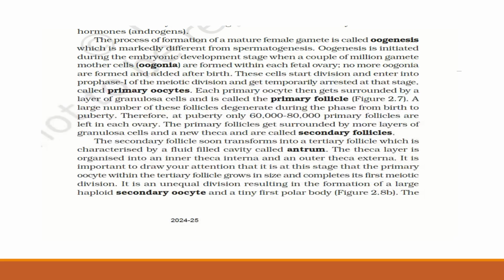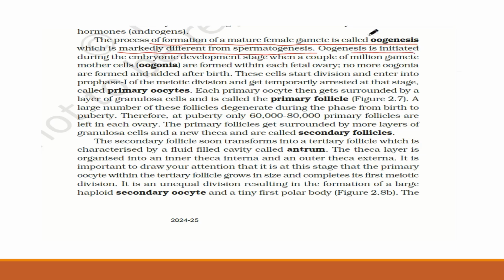So just a quick recap of what we have studied till now, as per your NCERT book. Let us see what is written in the book. We will just follow what is written in the book, and we have already gone through the things which were to be discussed, like oogenesis. It is the process of formation of the mature female gamete, which is called oogenesis, and which is markedly different from spermatogenesis.